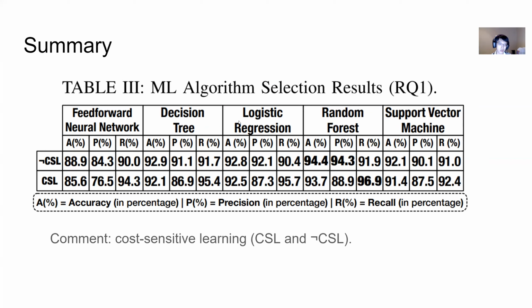Here is a table of the accuracy, precision, and recall. CSL means cost-sensitive learning. It's a technique. There are different results using different models in machine learning, and you can see the results. The highest one is 96.9, and it is pretty high.